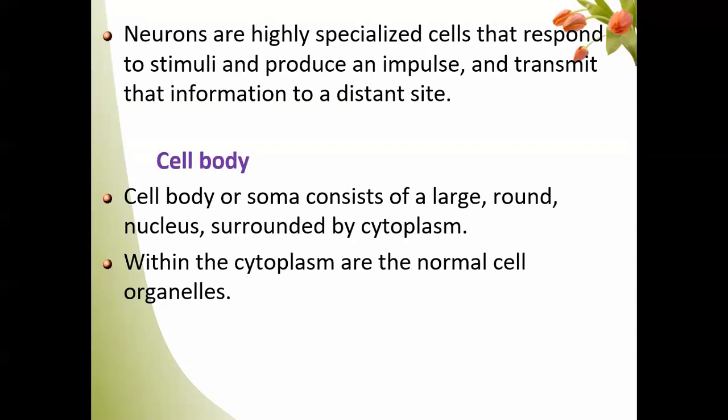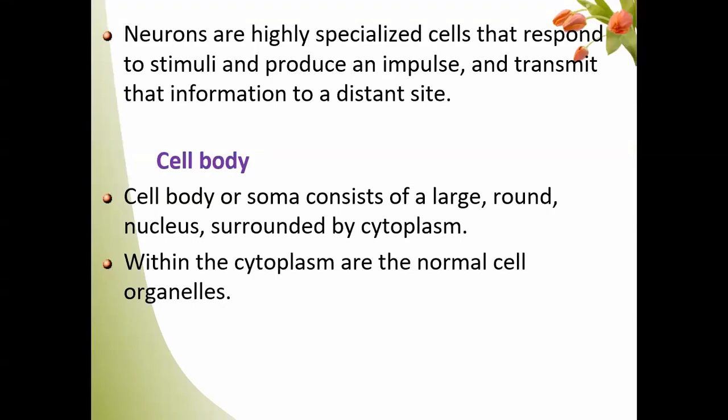When we feel heat, we suddenly raise up the hand. Okay, very good. So that is the stimulus. When somebody is calling, we turn to the sound. So the sound is a stimulus. So any changes in the internal or external environment can act as stimuli. So here the neurons are the cells that are responding to the stimuli and they are producing an impulse. Impulse means electrical impulse. And they are transmitting that information to a distant site.